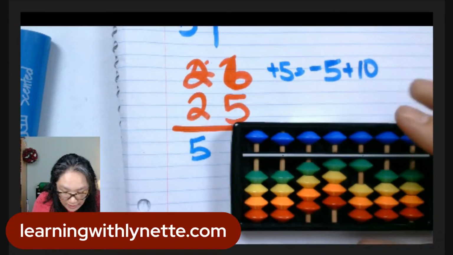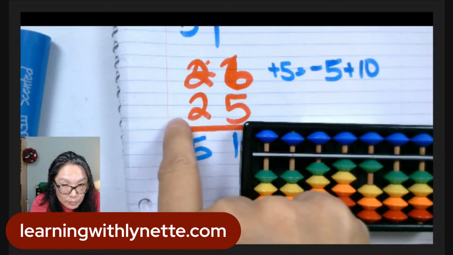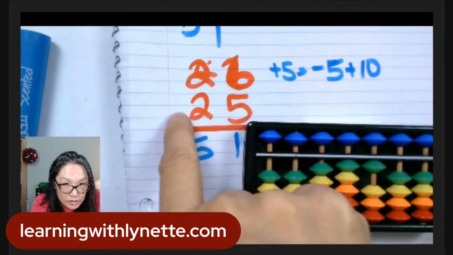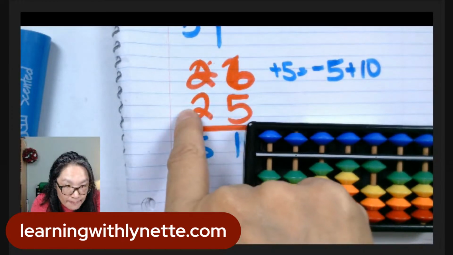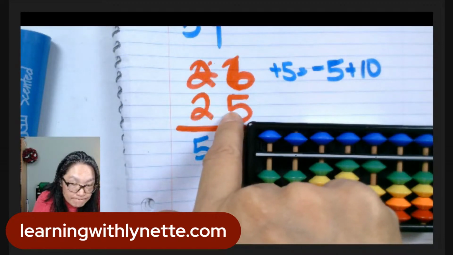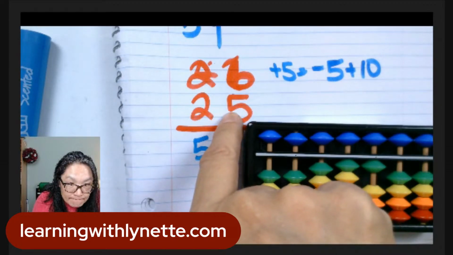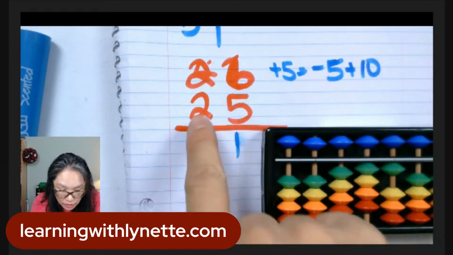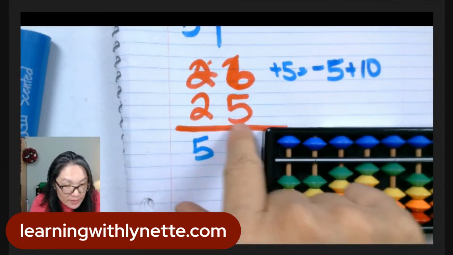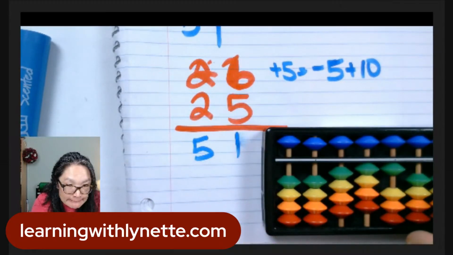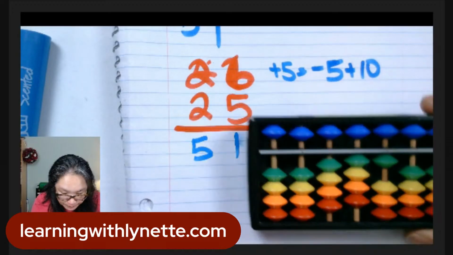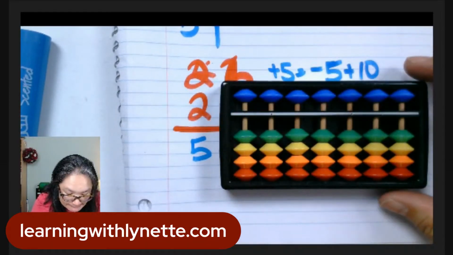So you add left to right. Yes, in abacus world, we do from left to right. I think it's just easier to go left to right as well. We do the same thing in multiplication. Okay. So Eve, you understand?